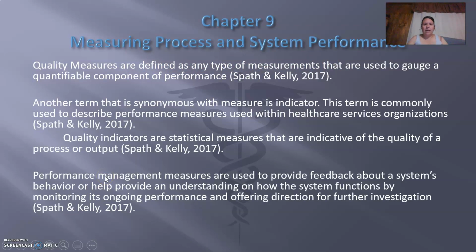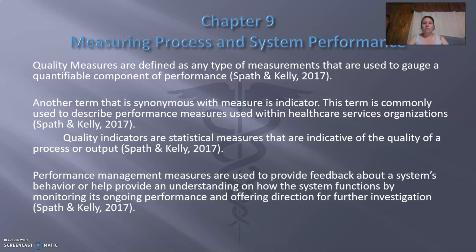We will start with Chapter 9, which is Measuring Process and System Performance. Quality measures are defined as any type of measurement that is used to gauge a quantifiable component of performance. Another term that is synonymous with measure is indicator. This term is commonly used to describe performance measures within healthcare service organizations. Quality indicators are statistical measures that are indicative of the quality of a process or output.